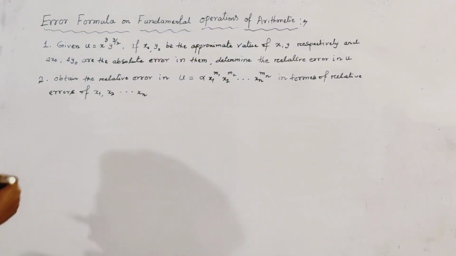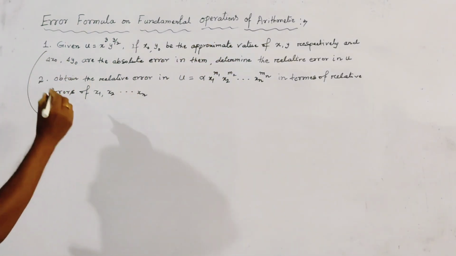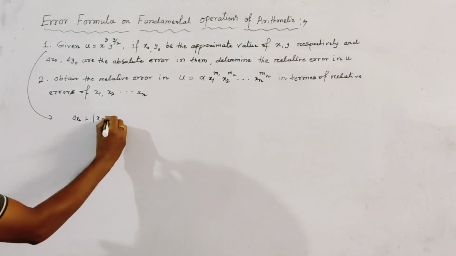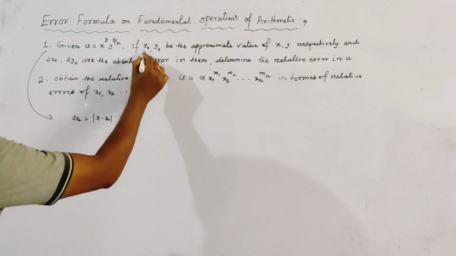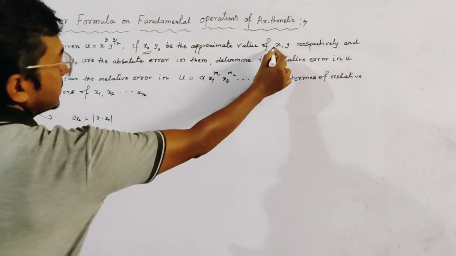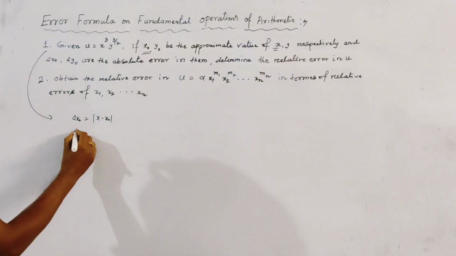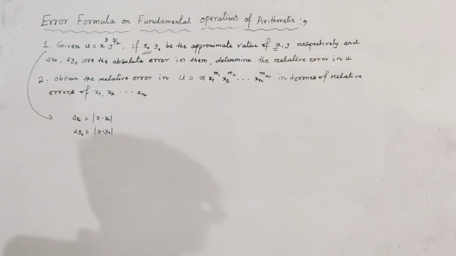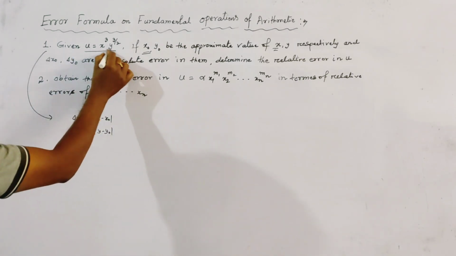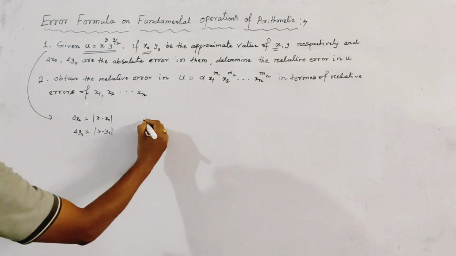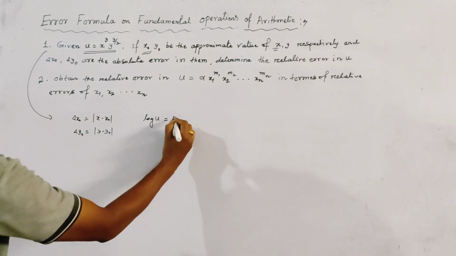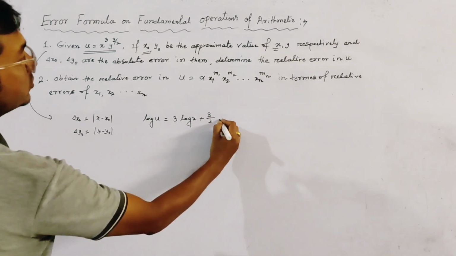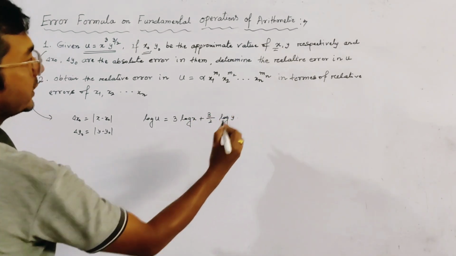Here it is given that delta x0 = x - x0, because x0 is the approximate value and x is the true value. Similarly, delta y0 = y - y0. Now we take the logarithm on both sides of u, that is, log u = 3 log x + (3/2) log y.